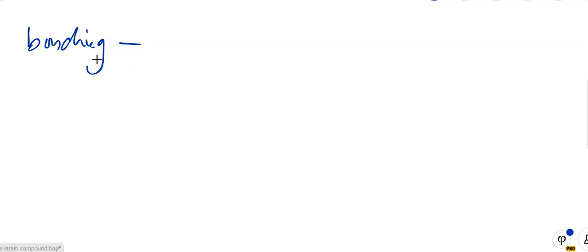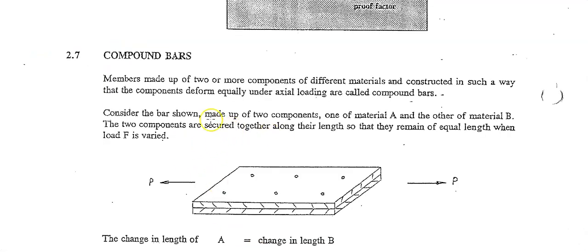Flicking back to our notes, it says that components that deform equally under axial loading are called compound bars. Consider the beam shown below. It might look like two plates, but let's consider a structure made up of two materials bound together, so that they flex, twist, shorten and lengthen by the same amount under the load. They have to do it by the same amount because they are kept together.